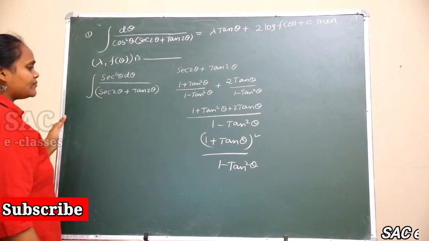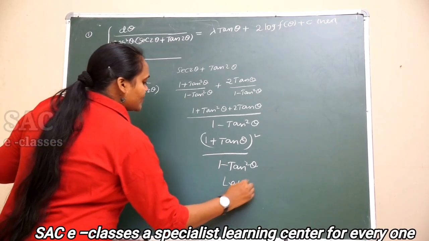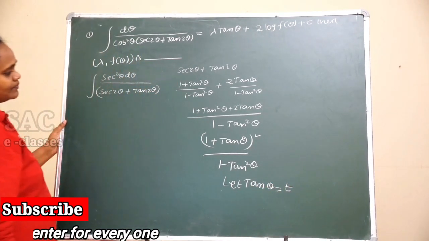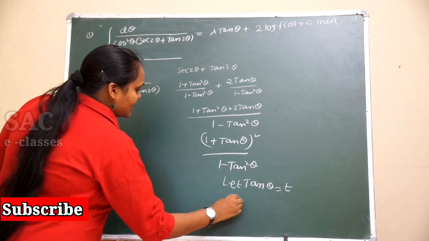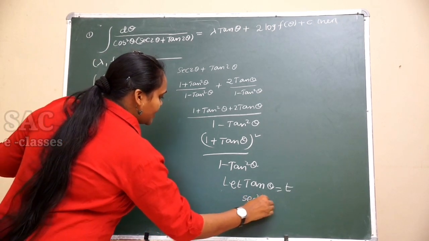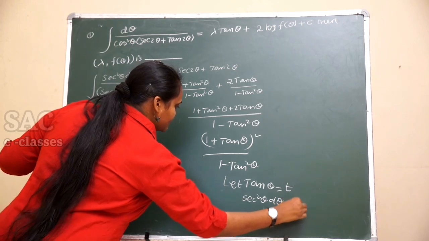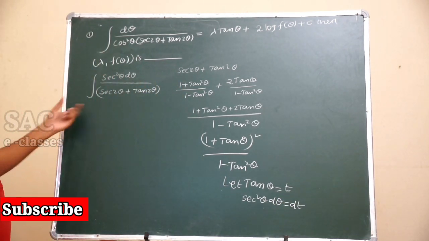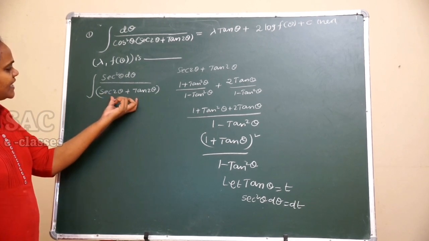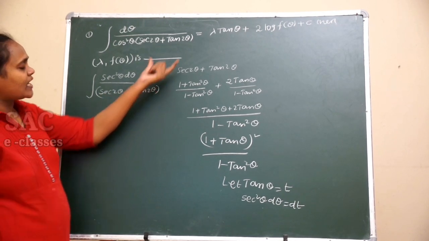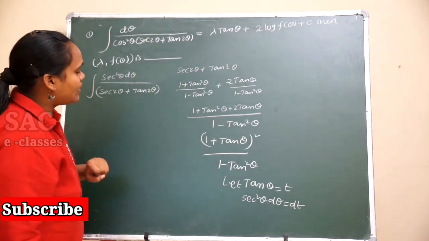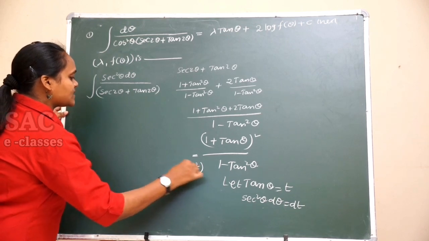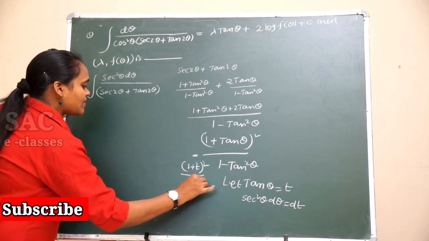Now let me assume that tan theta is some t. Now you can clearly write secant square theta d theta as dt. You know very well why. First of all, I have chosen the denominator. What is the denominator here? Secant 2 theta plus tan 2 theta. I expressed that in terms of tan theta. Now this entire expression becomes 1 plus t whole square by 1 minus t square.